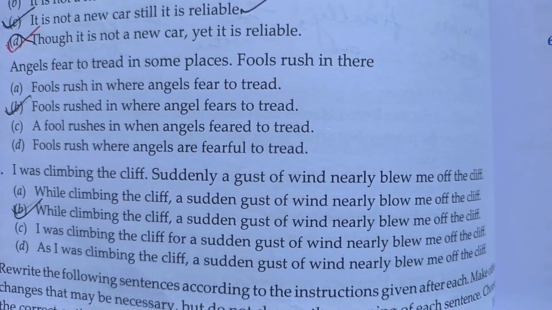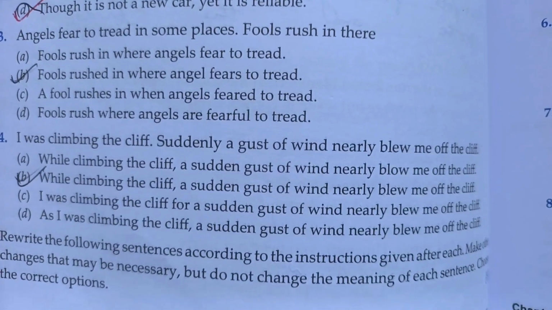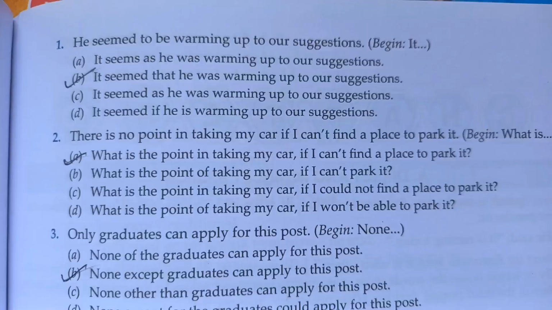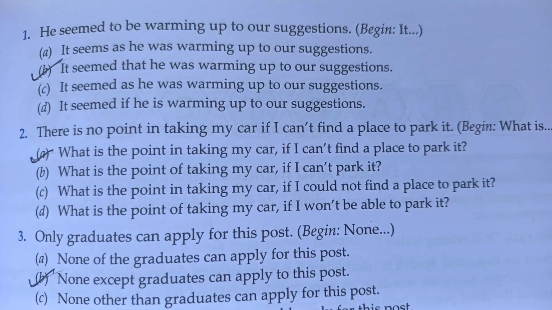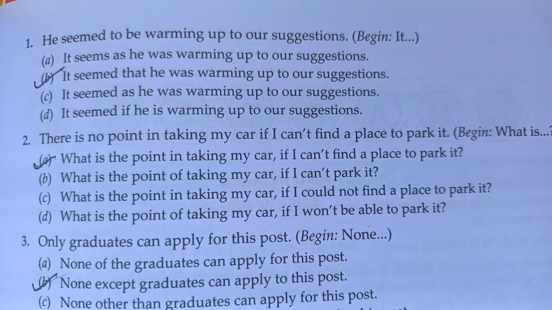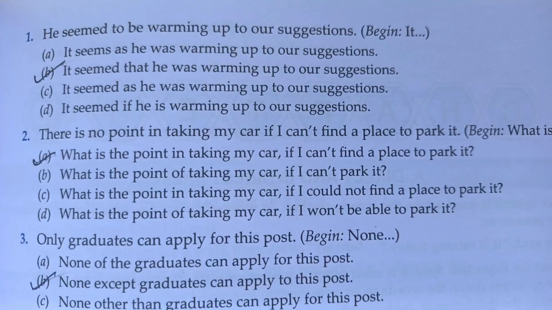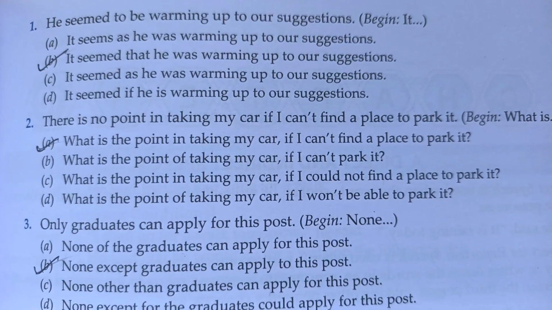While climbing the cliff, a sudden gust of wind nearly blew me off the cliff. Next one, number 4. He seemed to be warming up to our suggestions. So here to begin with the sentence it. So answer B is correct. It seems that he was warming up to our suggestions.